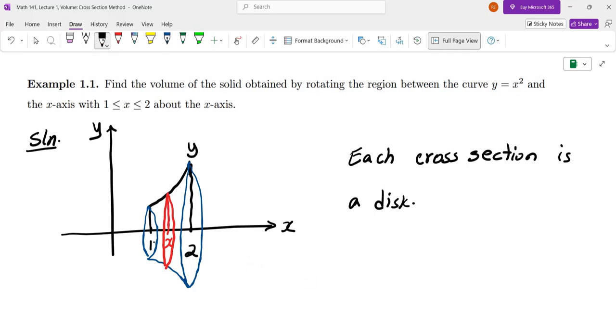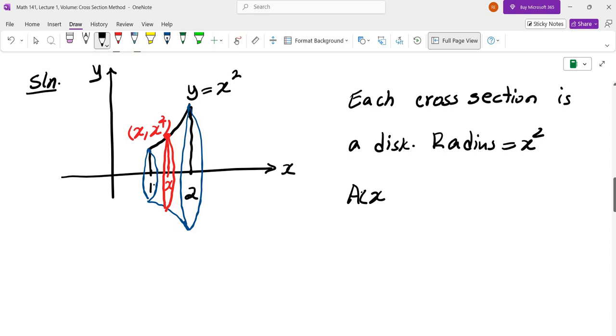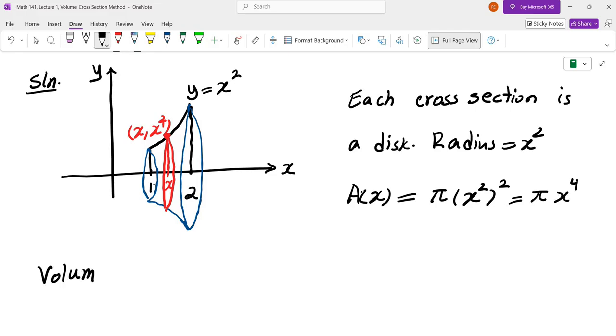Now note that the graph was y equals x squared. So it's the y coordinate of that point, this point right here, which is x comma x squared. So that means the radius is in fact x squared. So that tells us that the area of the cross section is pi r squared, which is pi x to the power of fourth, which means the volume is the integral of pi x to the power of fourth dx.